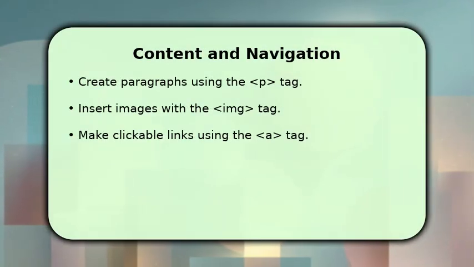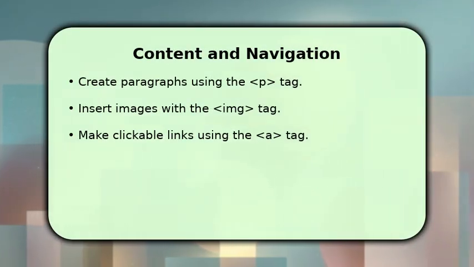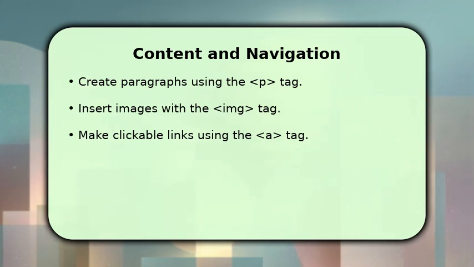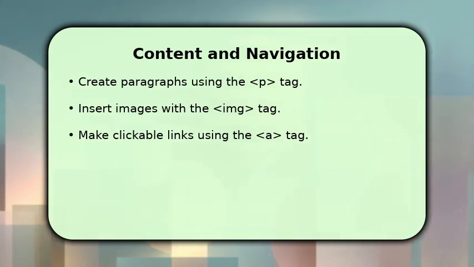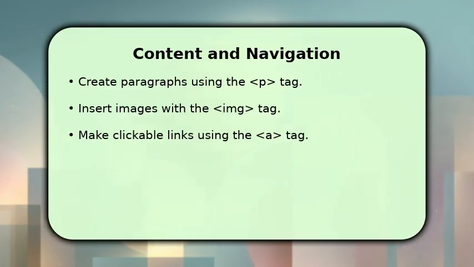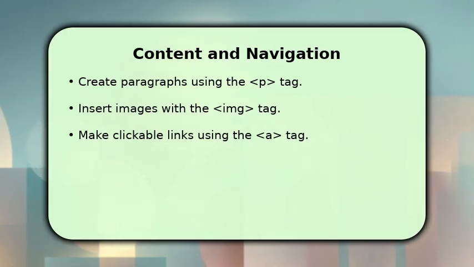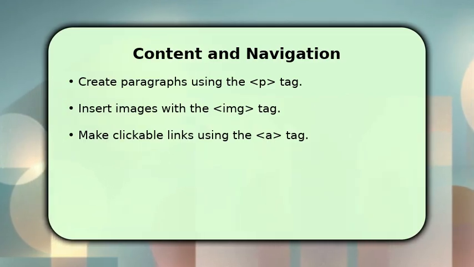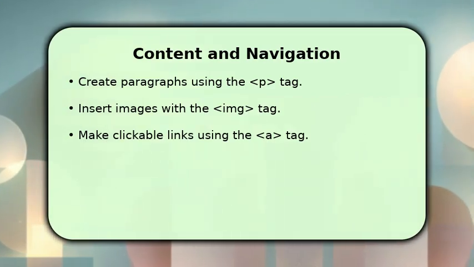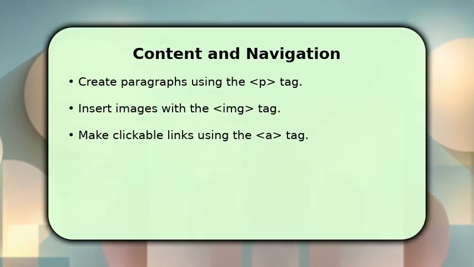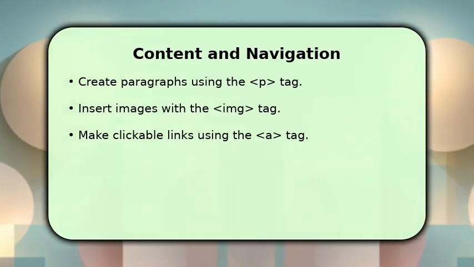Now let's add some content. Use the p tag for paragraphs of text. To include images, use the img tag, specifying the image source. For navigation, the a tag creates hyperlinks, allowing users to click to other pages or sections. You can also organize information effectively using unordered lists with ul and ordered lists with ol tags.